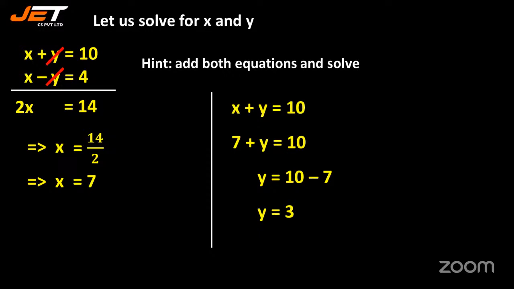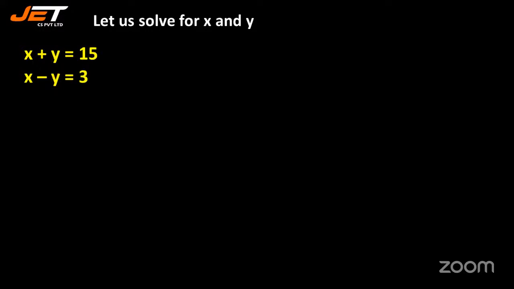If you have to check, you can put these values in any one equation and check your left hand side with your right hand side. For example, we have x plus y is 10. So what is x? 7. Plus what is y? 3. So 7 plus 3 is 10. Or x minus y is 4. 7 minus 3 is 4. So you can always do the checking.